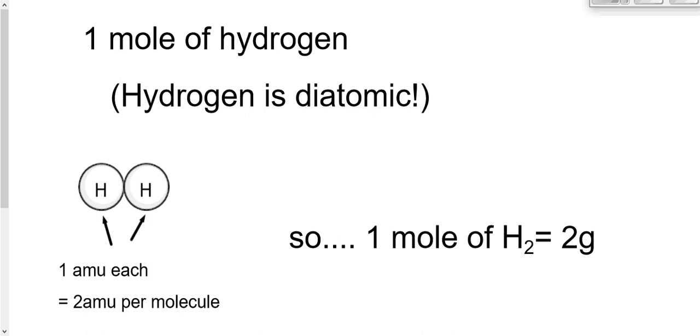What would we do if we had a mole of hydrogen? Hydrogen is diatomic. Well, again, from our periodic table, we can see that each atom of hydrogen weighs about 1 atomic mass unit. So if there's a group of 2 of them, we'd find 2 atomic mass units per molecule, or 2 grams per mole per grouping of hydrogen atoms.